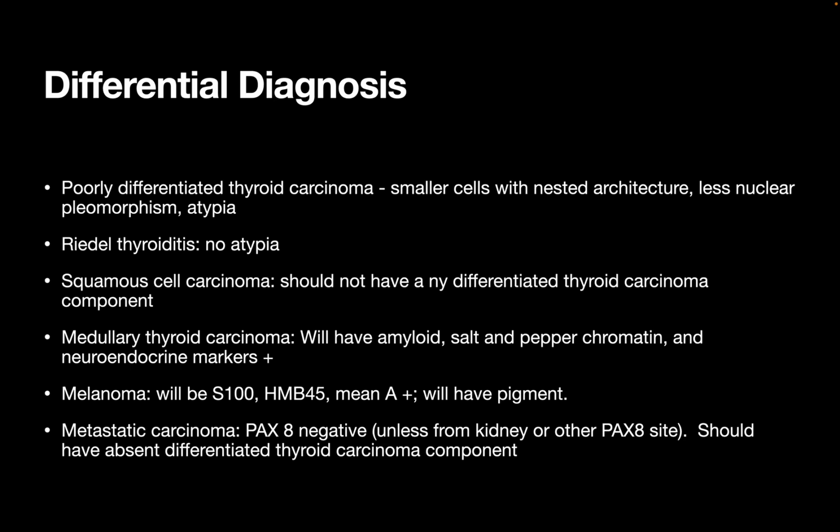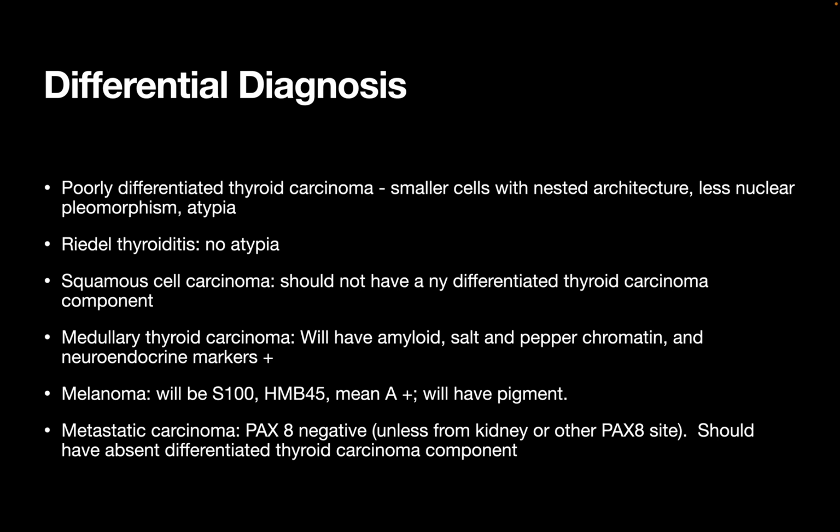Your differential diagnosis includes poorly differentiated thyroid carcinoma. You'll see smaller uniform cells with nested architecture. You should have less nuclear pleomorphism and less atypia. Riedel thyroiditis should have no atypia. Squamous cell carcinoma should not have any differentiated thyroid carcinoma component.